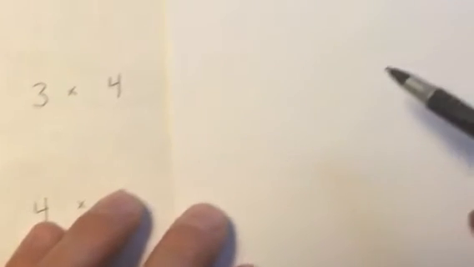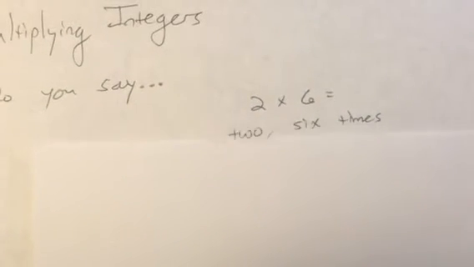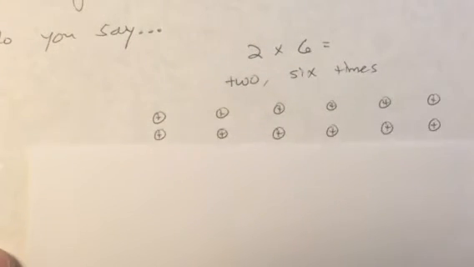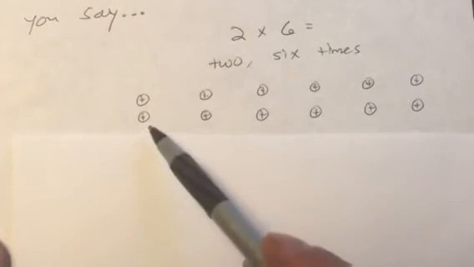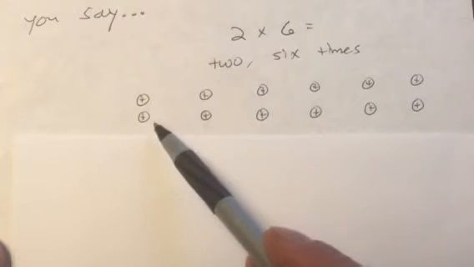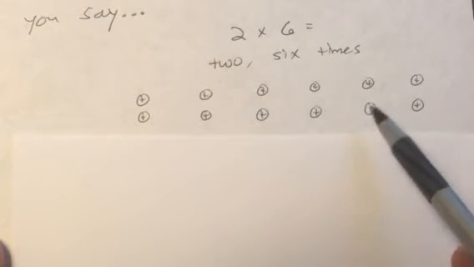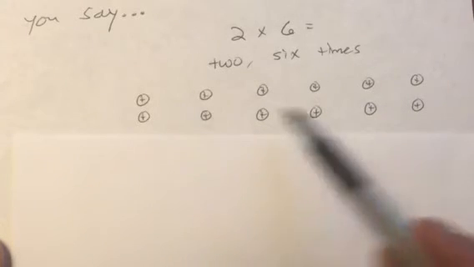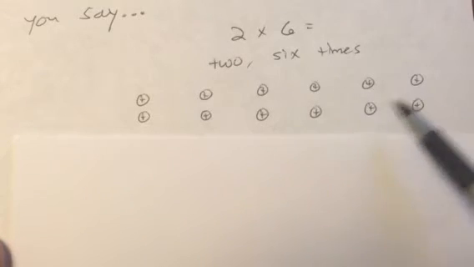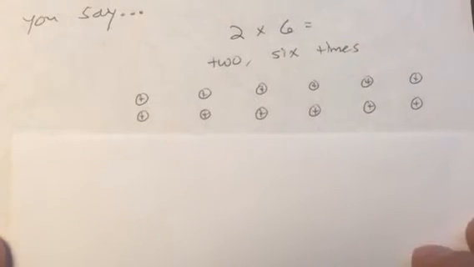Let me see if I can get you a visual of that. If you've got 2 6 times, it looks like this: 2, another 2. So once, twice, 3 times, 4 times, 5 times, 6 times. I'm not going to waste your time, but you count that all up, it's 12. You all knew that was 12.